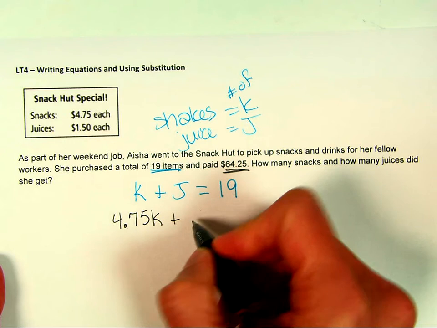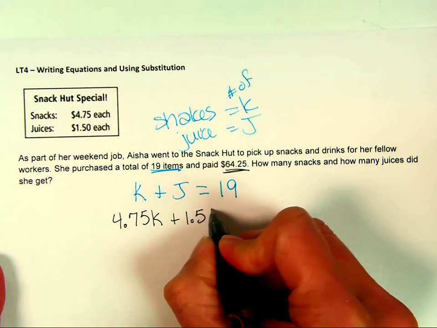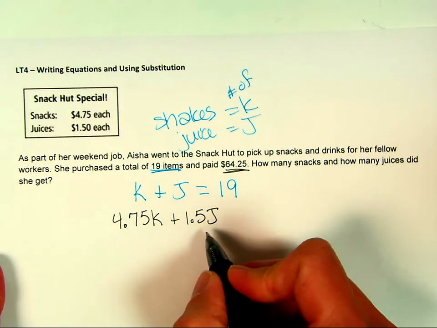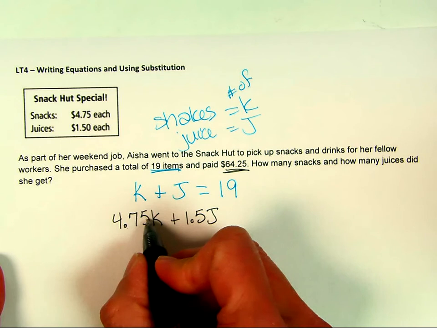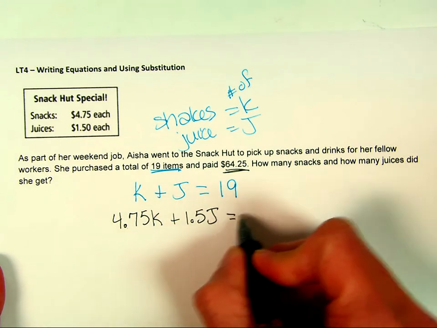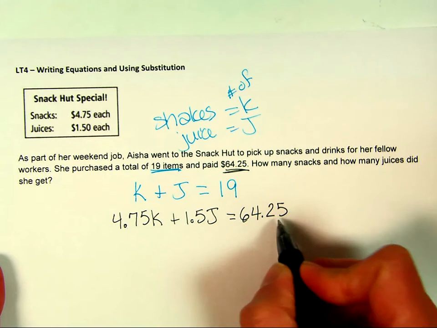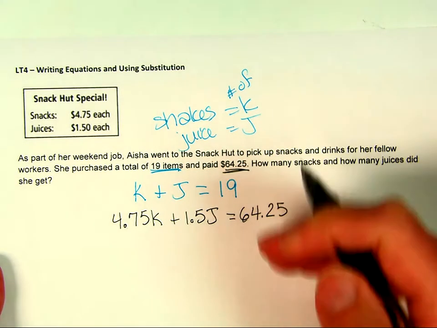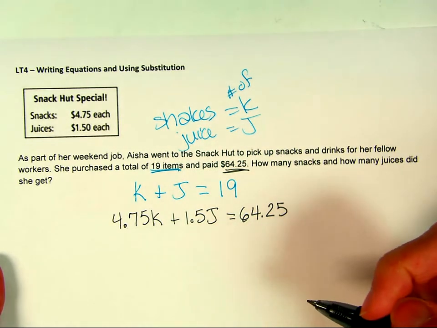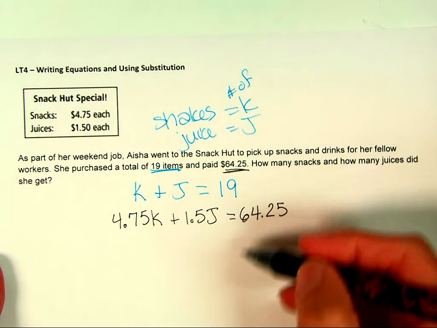So how much money she spent on juice would be represented by 1.5J. And if I take the amount of money she spent on snacks and add it to the amount of money she spent on juice, I know that I get $64.25, which is the total she spent. Now I have 2 equations. Now I can use substitution to solve and figure out how many she bought.